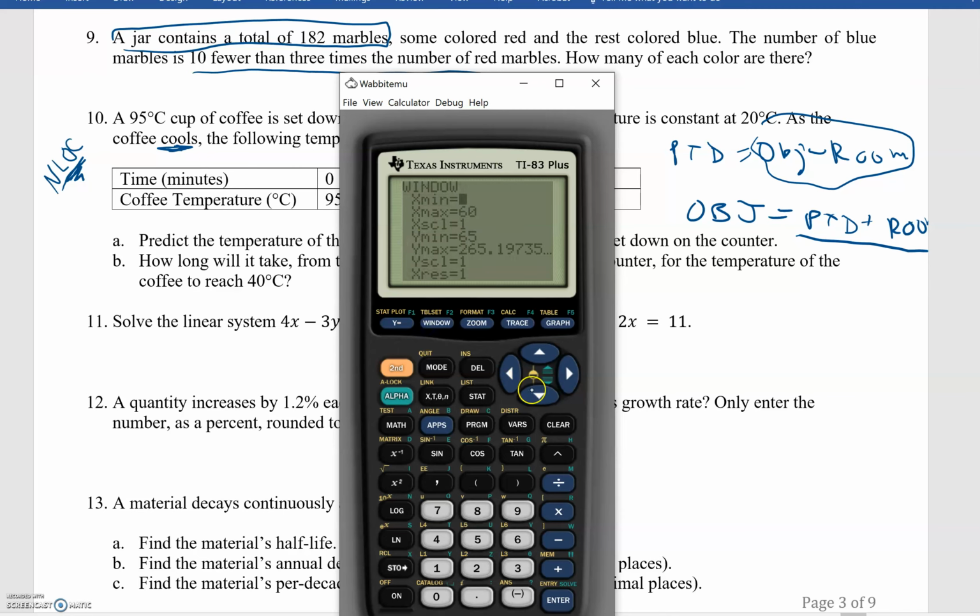Actually this window would be okay, but let's do 50. And then do zoom fit. And then we should see our intersection over here somewhere. Okay, so we just got it there. And the time is 37.87 minutes.